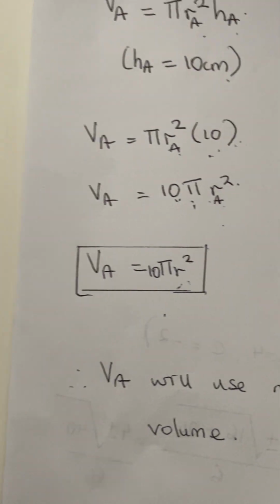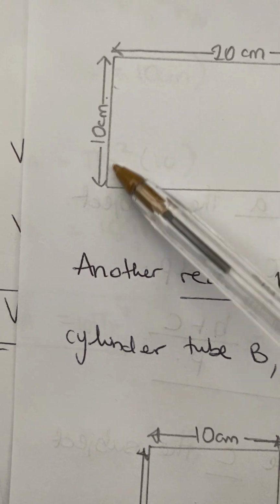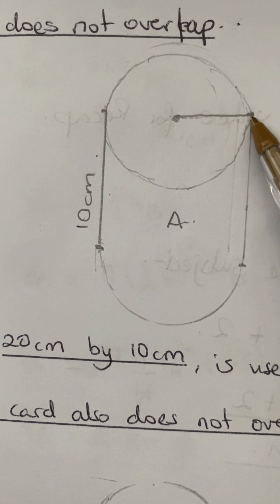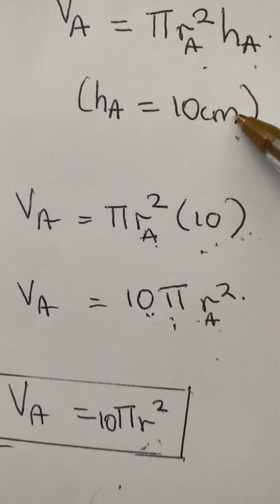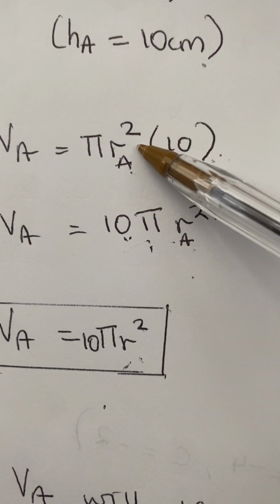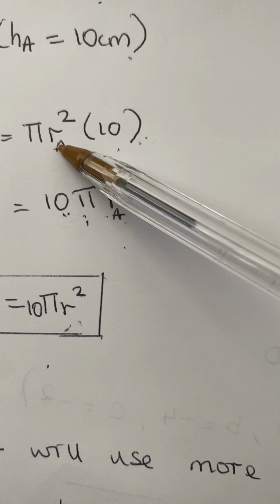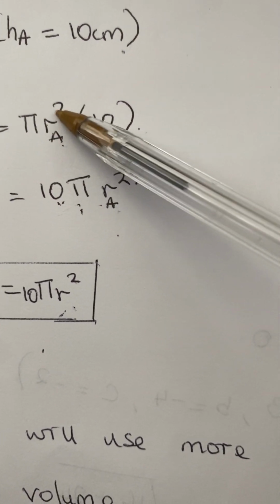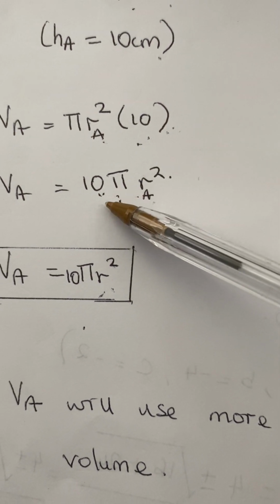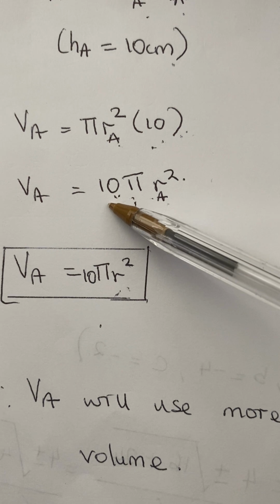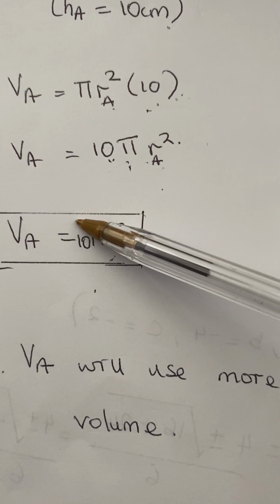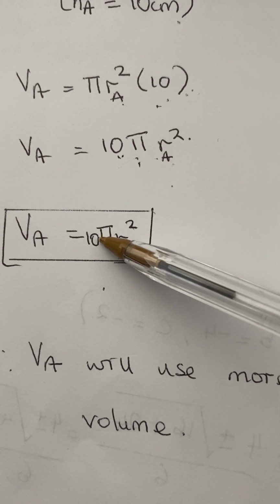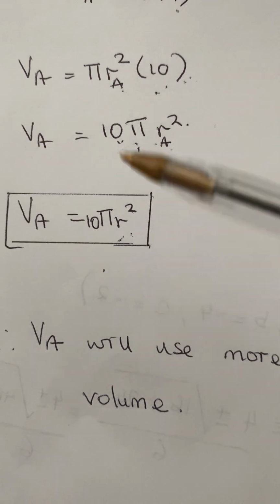Now here my height will be 10 centimeters, but my radius will be twice. So now if the height is 10 centimeters and I substitute it in the equation, then I have pi r squared, which is my first radius, times 10. So in effect, my volume will be 10 pi r squared. So the volume of the first cylinder that I need to put clay in will be 10 pi r squared.